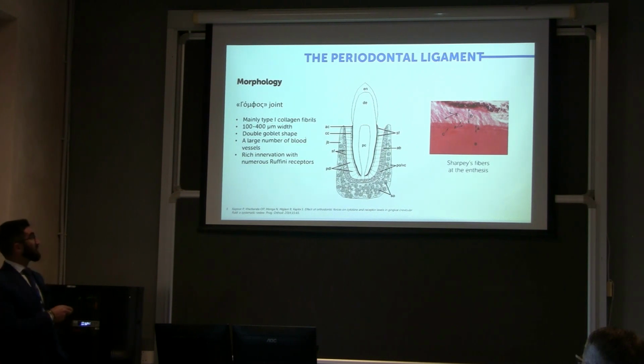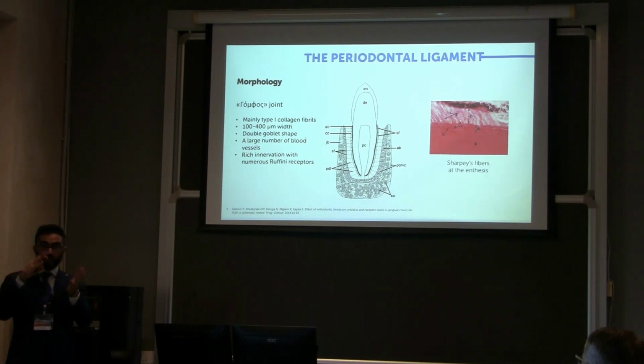And practically, the tooth is connected and suspended like a hammock-like structure made of collagen fibers to the alveolar socket. And the thickness of the ligament is not even. It is wider at the top and at the bottom and thinner in the middle. And these double goblet shapes allow the tooth to tilt and move easily inside the socket.